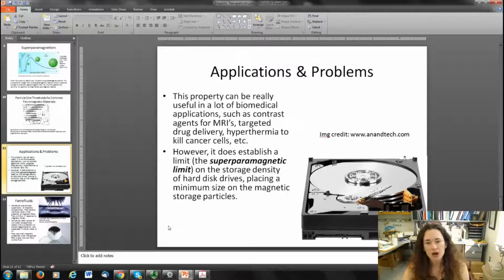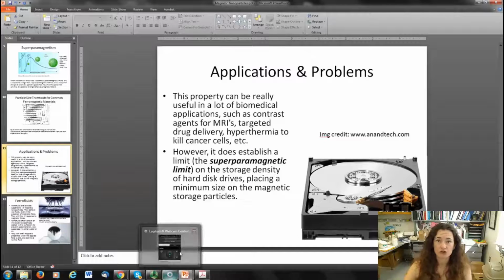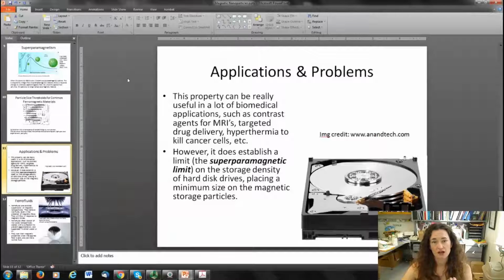But anyway, the property can be really useful in a lot of biomedical applications, like contrast agents for MRIs, targeted drug delivery, hyperthermia to kill cancer cells, etc. However, it does establish a limit, the superparamagnetic limit, which is a great title, by the way, on the storage density of hard disk drives. Basically, it's going to place a minimum size on the magnetic storage particles because, of course, if it's a superparamagnetic particle, in the absence of an external field, you're going to lose your data. And so that can cause a lot of problems.